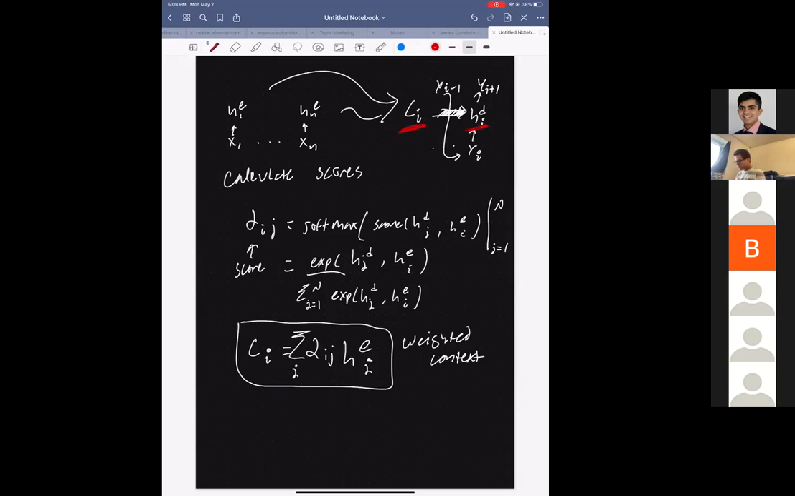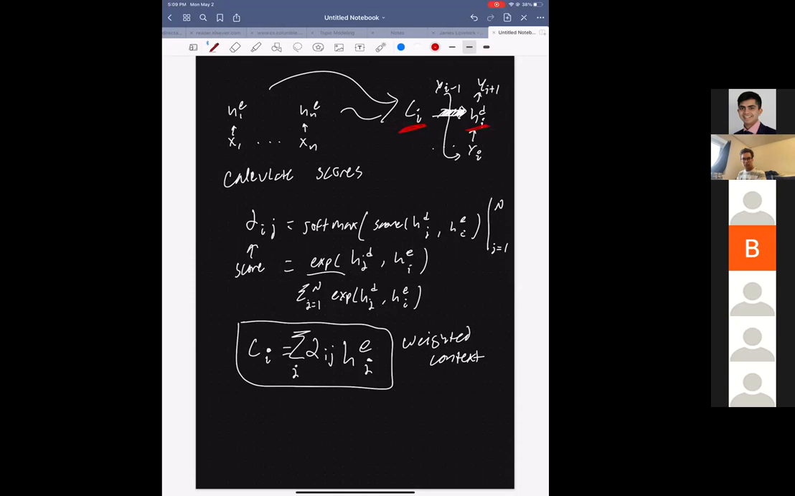So never mind. I mistook your softmax output for a D. I don't know why. Sorry about that. Okay, but it's clear. Yeah, it's clear. Okay. Does anyone have questions about this so far?